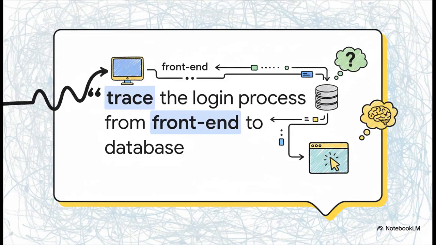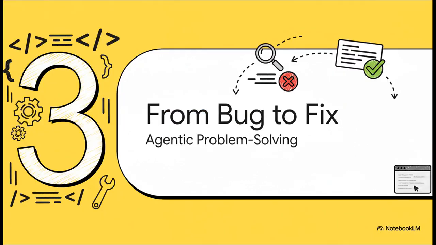And once you've got that high-level view, you can start digging deeper. You can ask it to do things like trace a whole user flow. Say, follow the login process from the moment a user clicks a button on the front end all the way back to the database. It just connects all the dots for you. All right, so that's understanding the code. But let's move on to actually changing it.